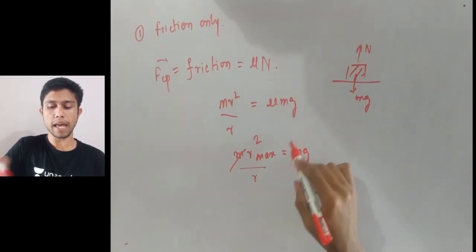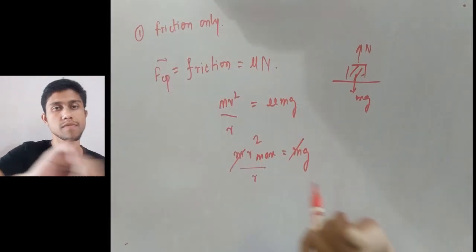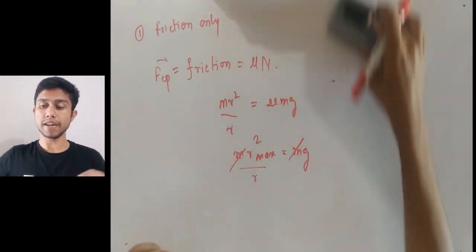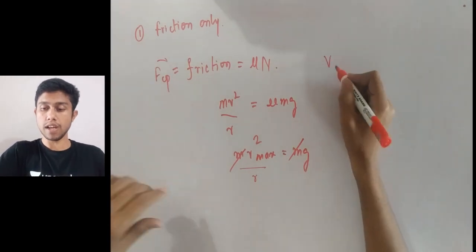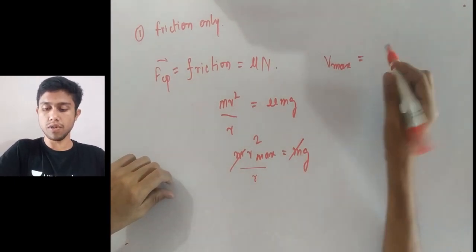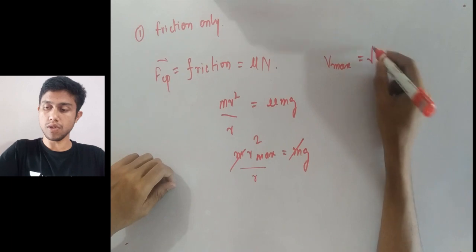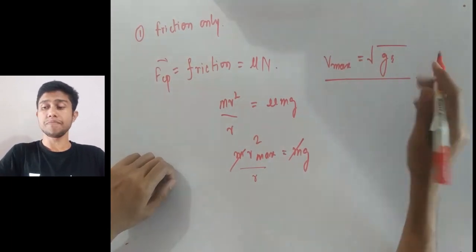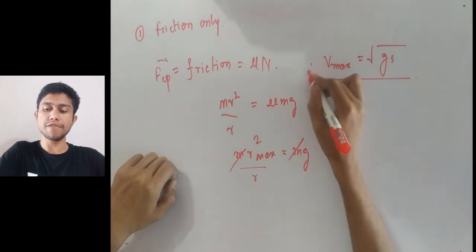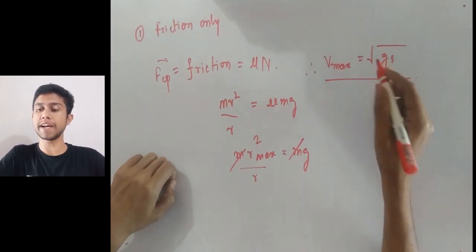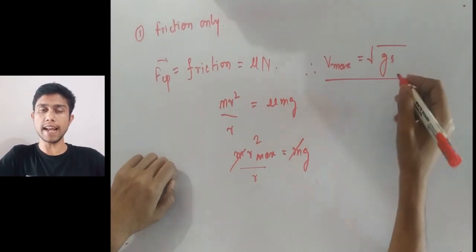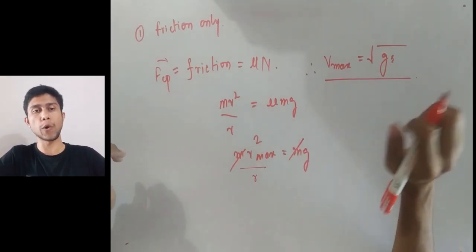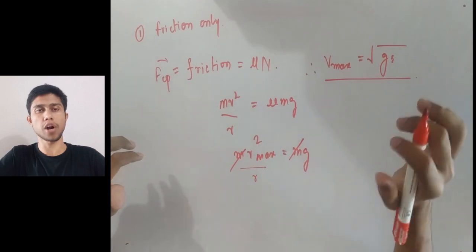So if I cancel m on both sides, what am I going to get? I am going to get a formula where v max squared is equal to mu g r, so v max is root over mu g r. So if you drive the vehicle with speed equal to or less than this, your car is not going to skid, even if the road is banked or even if the road is not banked.